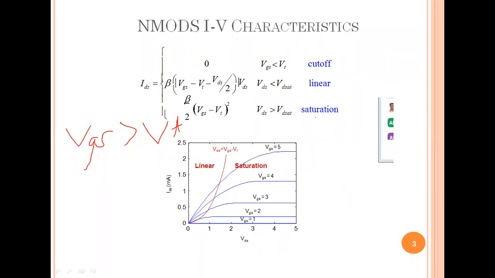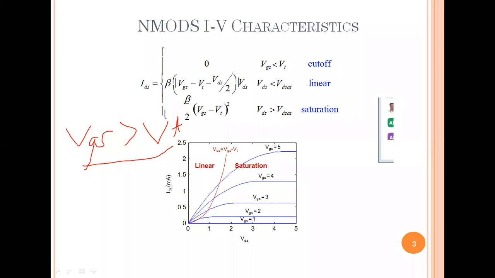And in the third region, that is the saturation region, VDS will be greater than the saturation voltage. The condition is the same, that is VGS is greater than VT, and the drain current remains constant. The relation between VDS and VDS saturation is now VDS is greater than VDS saturation. Only this is the difference between linear and saturation. But in that case, VDS is greater than the saturation voltage, also called the drive voltage. So this is the saturation region.